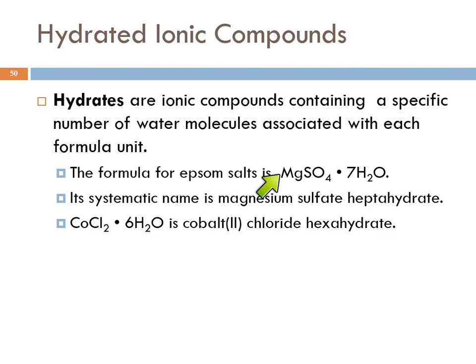Epsom salts have this formula, MgSO4, so there's the ionic compound, and then a dot. This dot is just saying these are associated. That's not multiplication or anything. That's just these guys go together, 7 water molecules. So for each 1 formula unit of magnesium sulfate, you have 7 water molecules associated with it. So in the systematic name, you name the ionic compound, magnesium sulfate, and then you use a numerical prefix, hepta for 7, and then the word hydrate for the water. So this is magnesium sulfate heptahydrate.